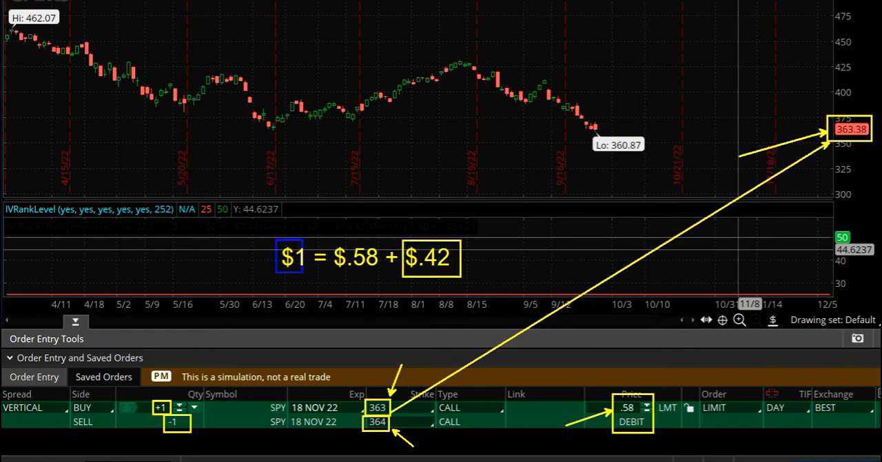So that's how we work it out. Because it's $1 width, max potential loss, which is what we pay for it, plus max potential profit has to equal $1. So if we're paying 58 cents for this, that means the most we can make is 42 cents. And that is what a long call vertical is and how we set them up.